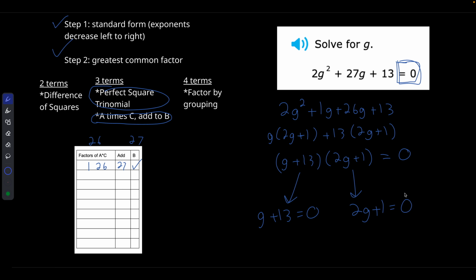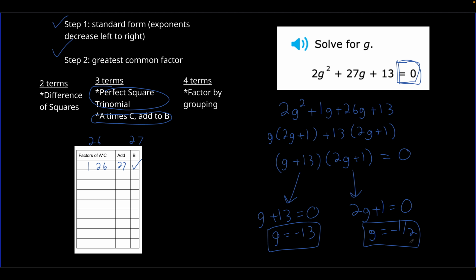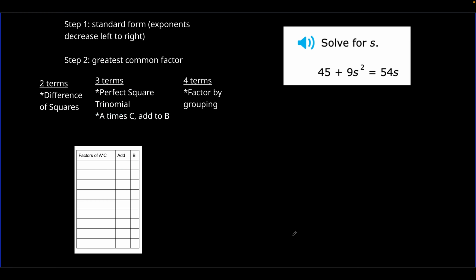Now we solve these equations separately. They're two different problems. If you solve the one on the left, you get g equals negative 13. If you solve the one on the right, again, we should know how to solve equations, you get negative 1/2. And these are your two solutions. Solutions, roots, zeros. We're solving quadratics by factoring. Here are your answers.